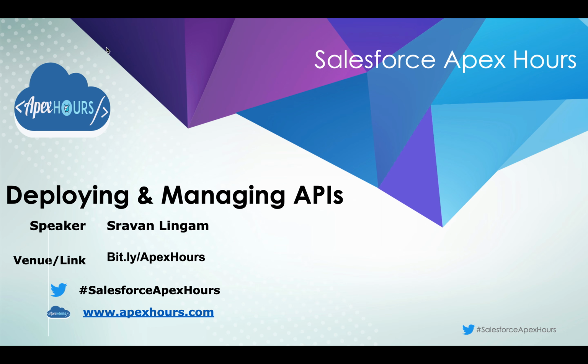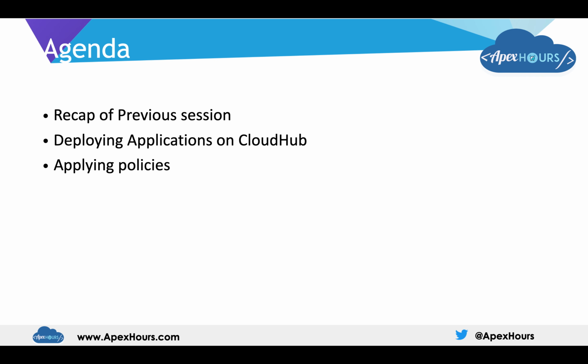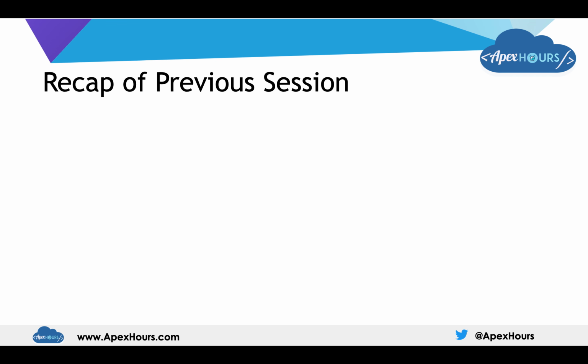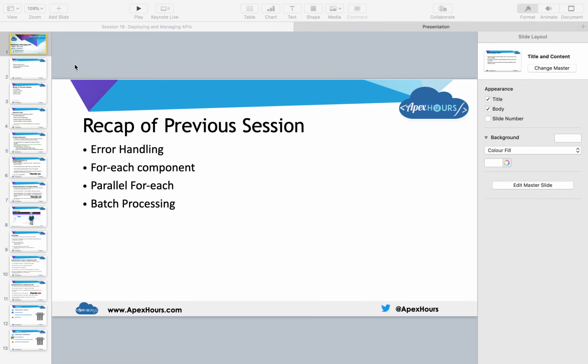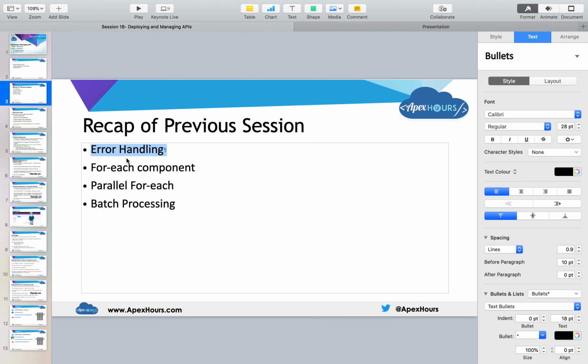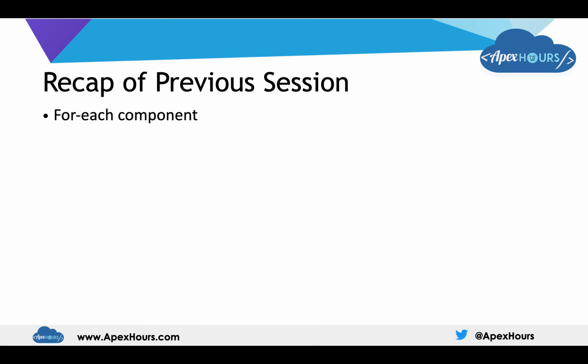All right, without further delay, today's agenda is a recap of our previous session, deploying the API application, deploying the APIs or the applications on CloudHub, and then applying the policies. In our previous session we saw the for each component, parallel for each and batch processing. So please do hands-on to understand more.